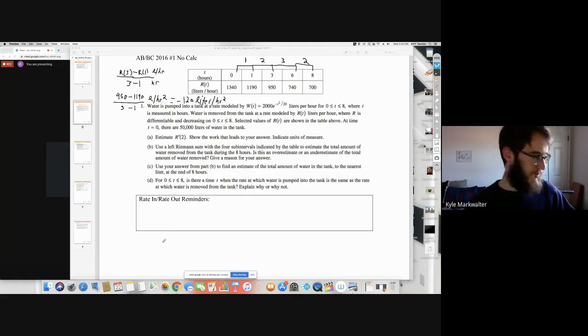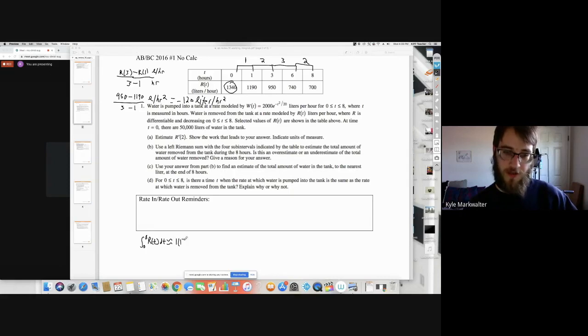So my left Riemann sum, remember, a Riemann sum approximates an integral. So the integral from 0 to 8 of R of t. We're trying to estimate the total amount of water removed from the tank, right? Because the integral of the rate at which water is removed will give us the total change in the water, or the amount that has been removed, all right? Because R of t is just measuring the removal. But it's an approximation, so I'm going to say it's approximately a left Riemann sum. So I want to multiply the delta t by the left-hand height. That's the base of the rectangle times the left-hand height of the rectangle.